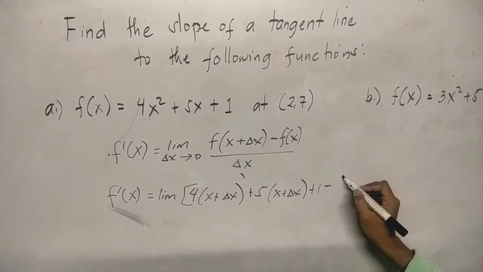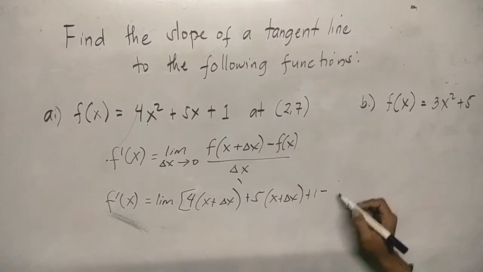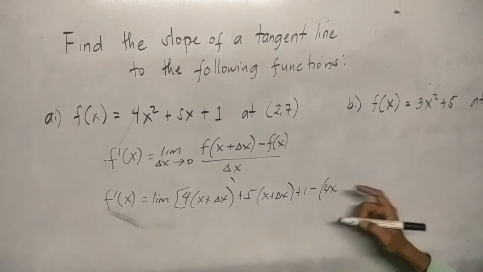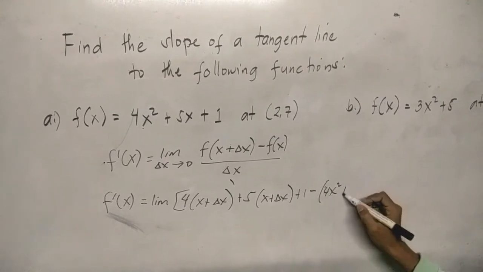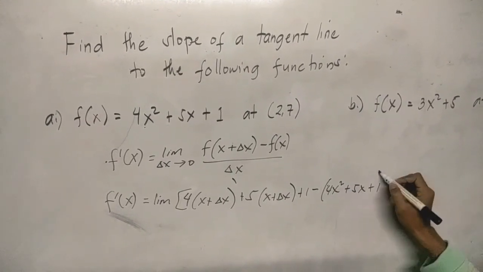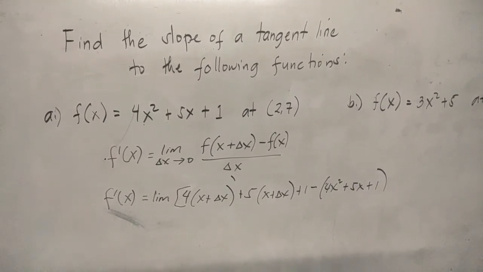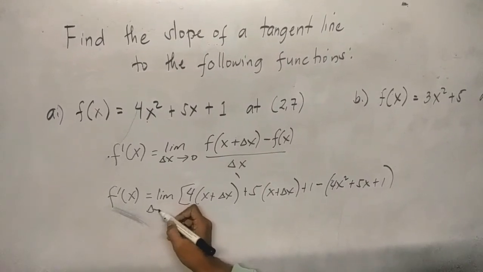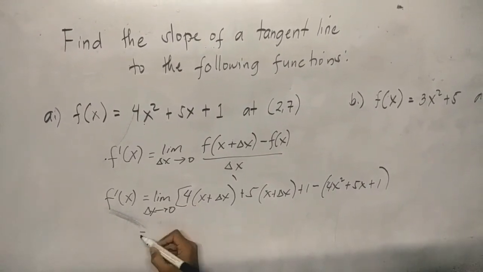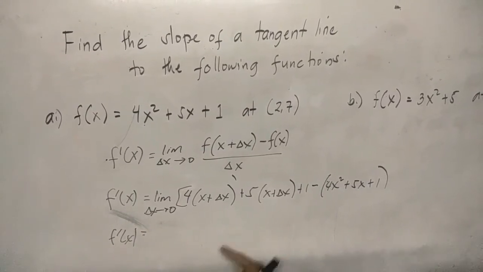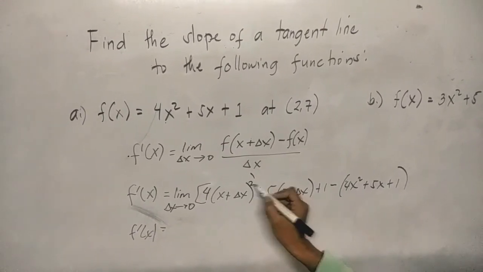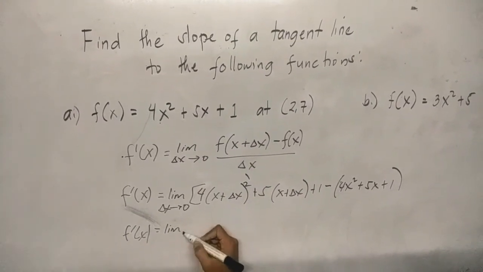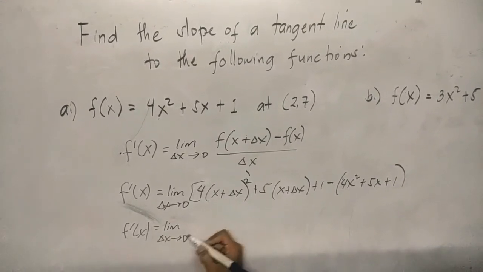minus the original function. What's the original function? We have 4x squared plus 5x plus 1. Okay? The next, as delta x approaches 0. So f prime of x, we have a squared there, don't forget. So what we will do, the limit is delta x approaches 0.